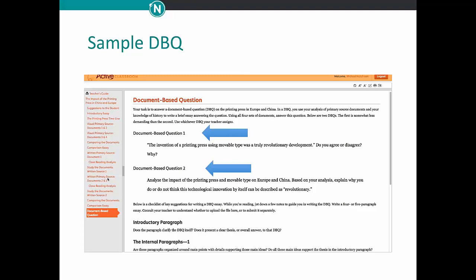or at least revise some of these. I mean, they basically ask a very similar question, but the second question focuses on both Europe and China. So, you know, it's just revolutionary. I guess students would have to have some background in what revolutionary means, what the word means.